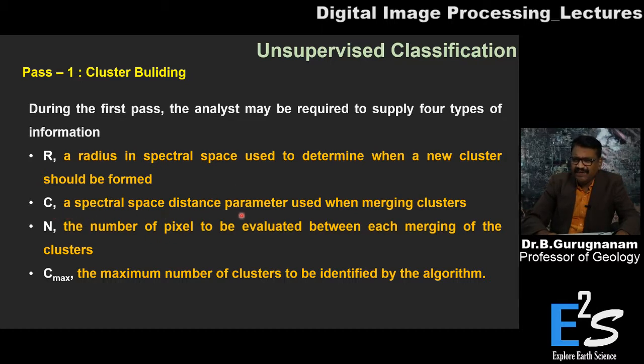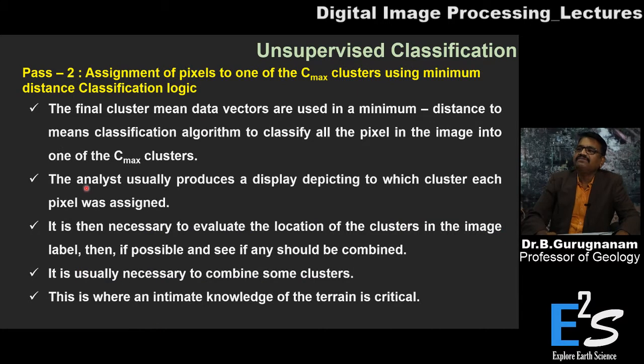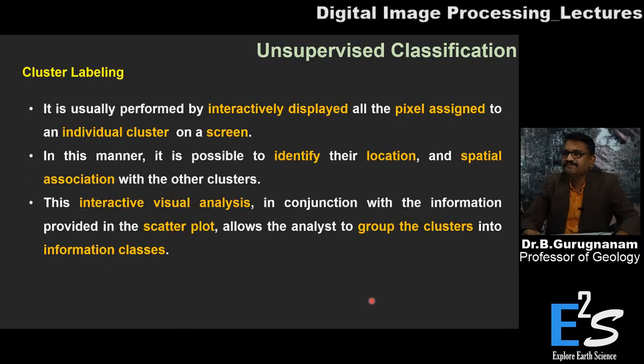A spectral space distance parameter, there you have a minimum distance rule in place, that is how the merging happens, and then the number of pixels to be evaluated between each. All these things are mentioned. There are 4 steps. After 4 steps, you have to go to the next level, that is pass 2. In pass 2, the system takes nearby information, either at the lower end or the higher end or the nearby end. So the final, that is what they have given this. Of course, I don't want to read that. It will shift the pixel value into the nearby.